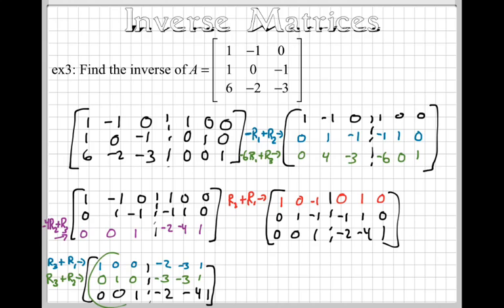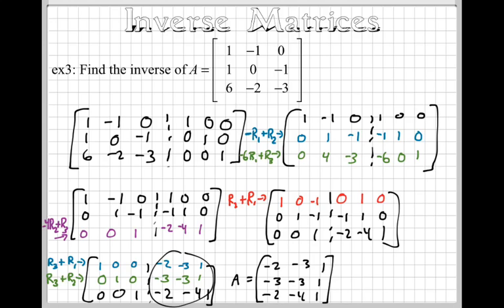Cool. We have our augmented matrix, our reduced row echelon form right there, which is also known as the identity matrix. And then we have our answer. Our answer is right here. So our answer is negative 2, negative 3, 1, negative 3, negative 3, 1, negative 2, negative 4, and 1. This is our inverse matrix, so we would write it like this: A to the negative 1. The negative 1 means inverse.